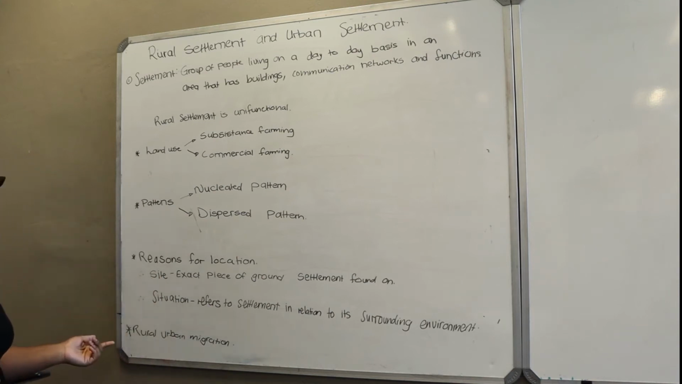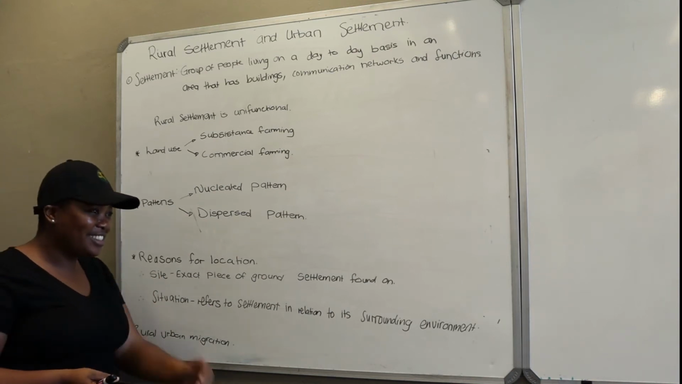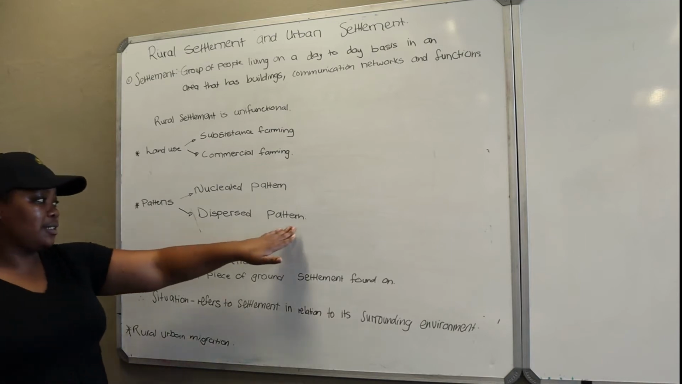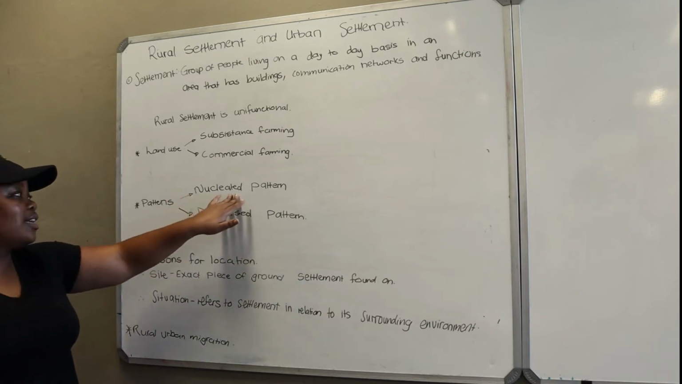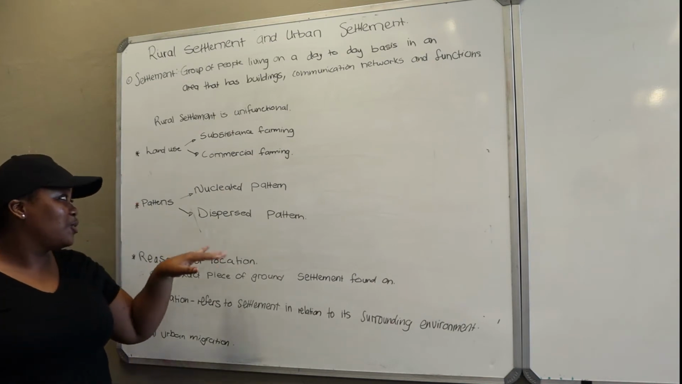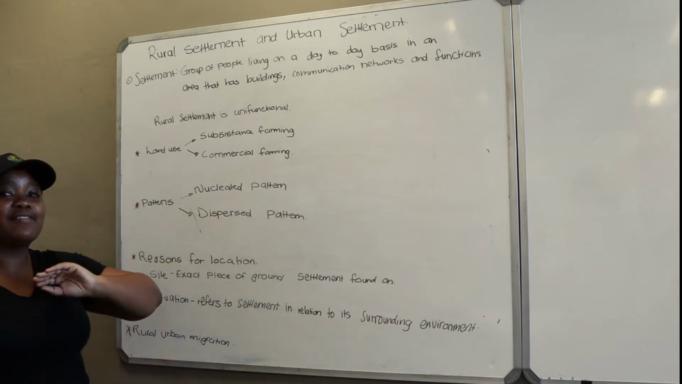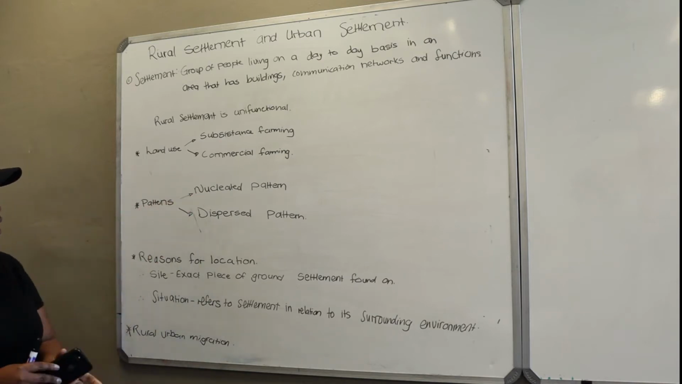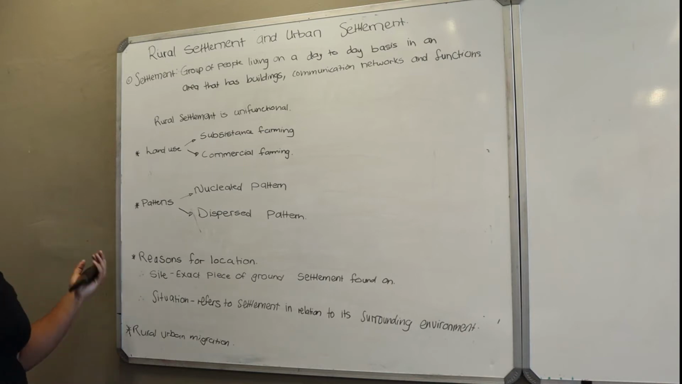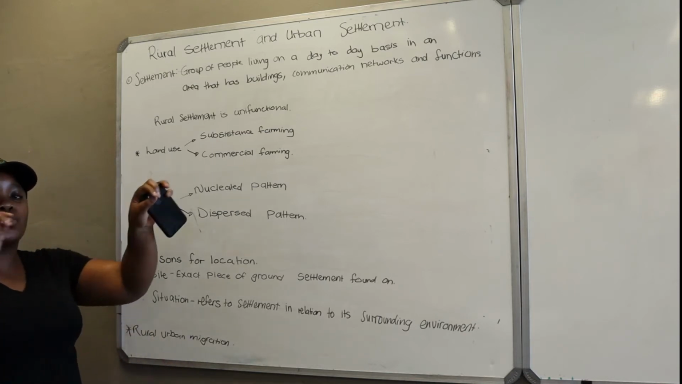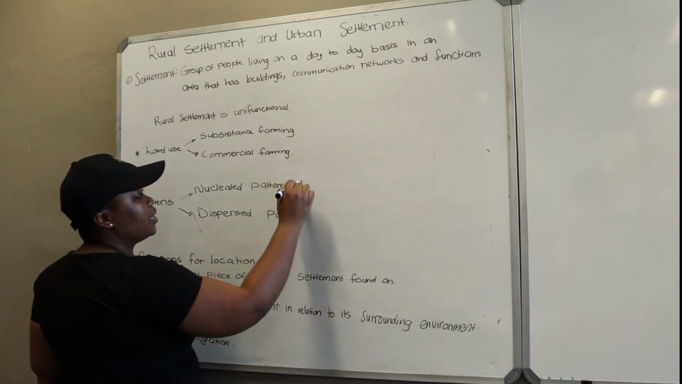The next component is patterns. In patterns, there is nucleated pattern and dispersed pattern. The word nucleated, you people who do physical science and life science have heard the word before, but it doesn't have the same definition in geography. Nucleated means in the rural area, let me make an example of Eastern Cape, where the houses are close together. Let me just make a drawing.